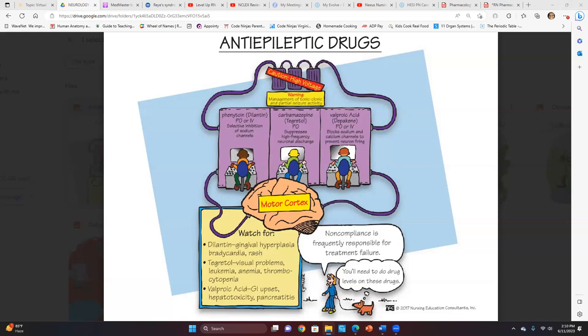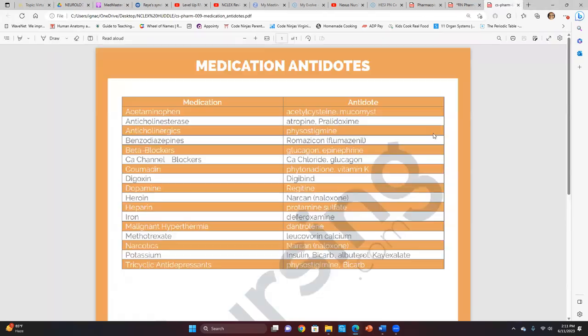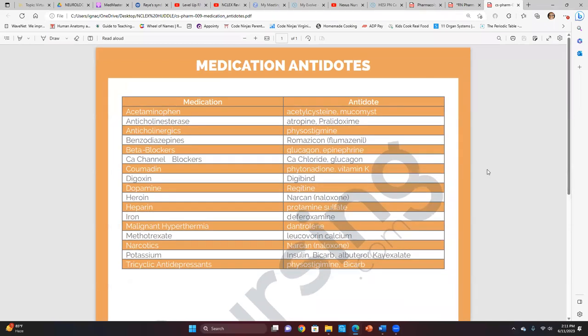Absolutely. So we will pad the side rails. I know that sometimes that's kind of controversial, but we'll pad the side rails. There'll be a fall mat on the floor. Of course, the bed is at the lowest possible level, low stimuli, low noise, low light, not by the nurse's station. So all of those things that go along with your patient on seizure precautions.